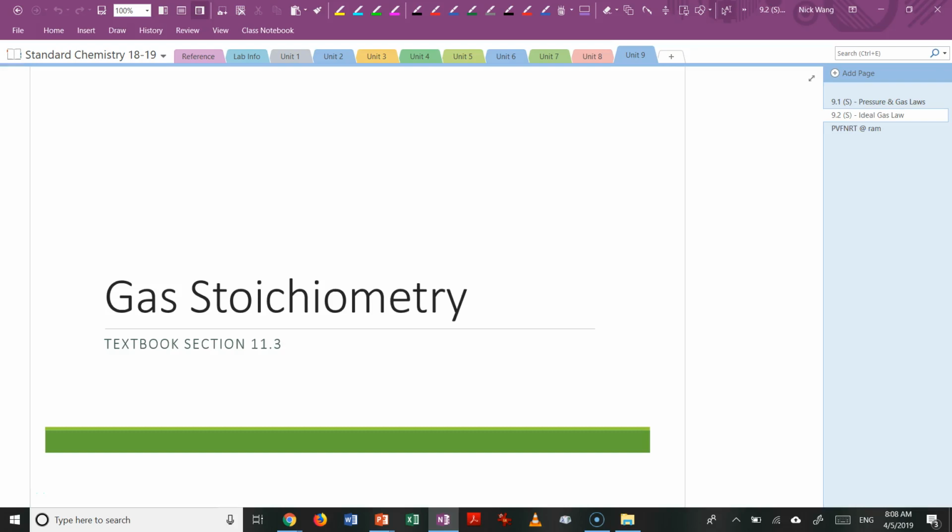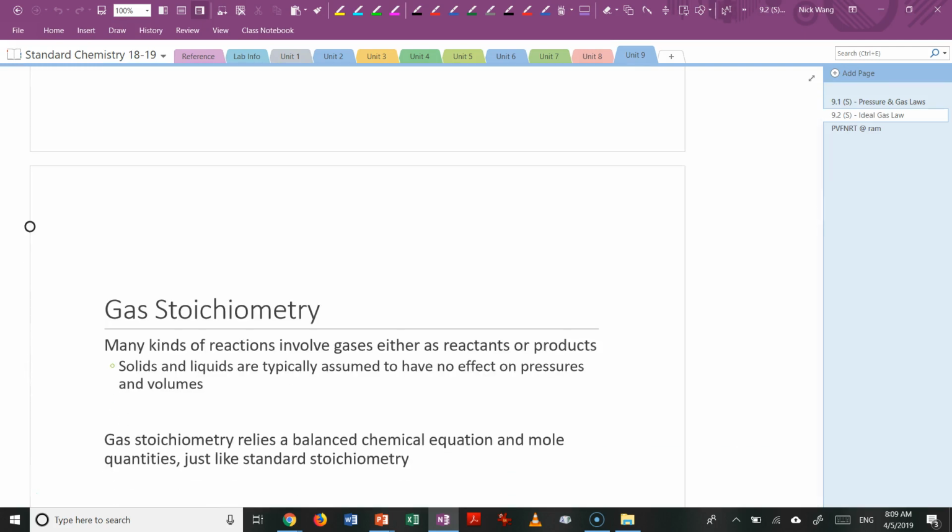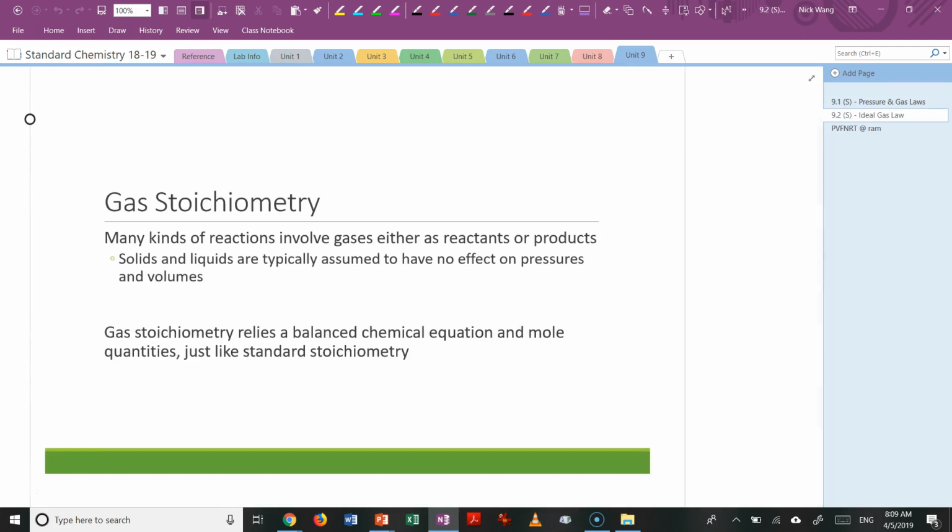We're going to combine a couple of different concepts together in something called gas stoichiometry. Now, we've learned a lot about gases and gas laws. We've also learned about stoichiometry previously, so we're going to put them together into something that's actually really not that different than what we've done before. It's just a matter of keeping track of what you've got and how you can apply it.